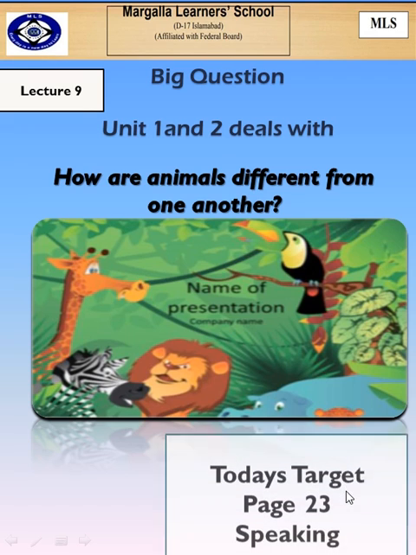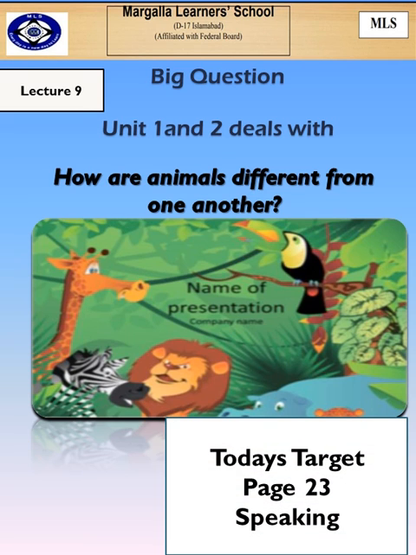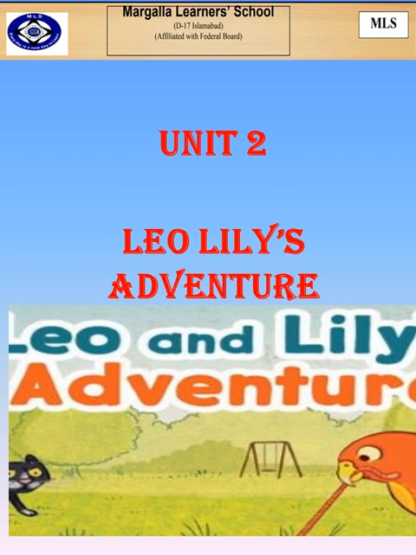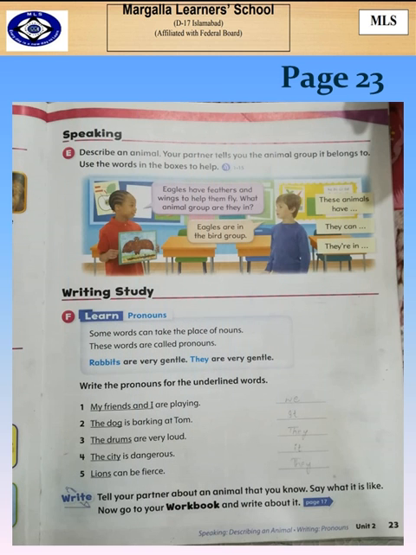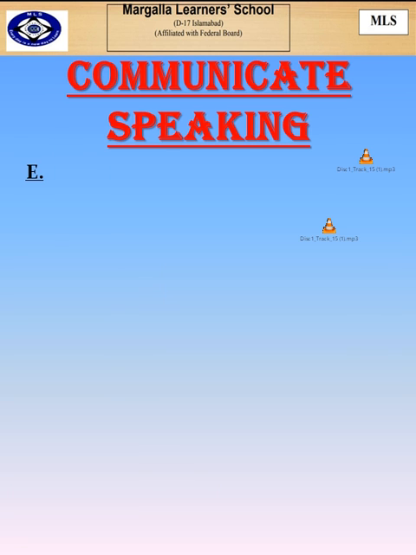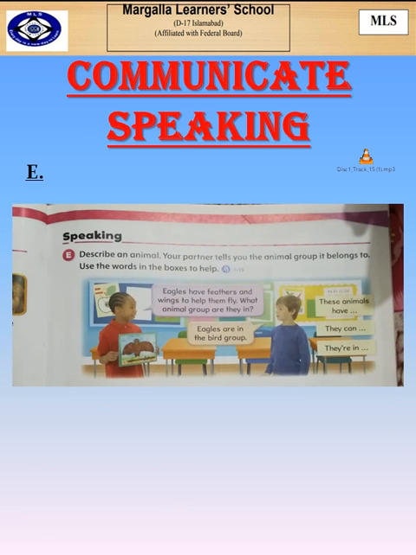Today we are going to start page 23, Speaking. Open up your books, page 23, Speaking. E part. E part is about describing an animal. Your partner tells you the animal group it belongs to. Use the words in the boxes to help. You see the words in the box? Yes, these animals have, they are in.